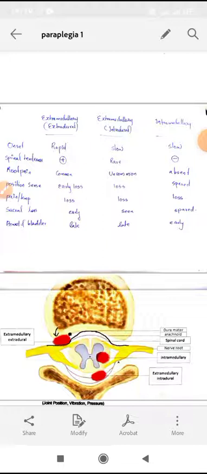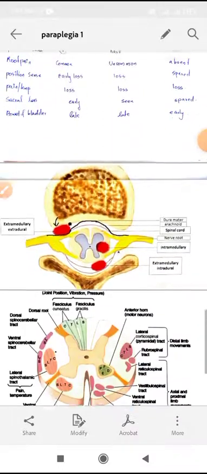Then sacral loss: as the sacrum is closest to the extradural part, there is early sacral loss, it is also seen in intradural, but sacral sparing is present in intramedullary. And as the bowel and bladder centers are closest to the spinal cord, bowel and bladder involvement is early in intramedullary and late in extramedullary lesions.